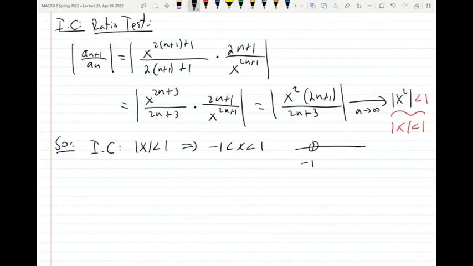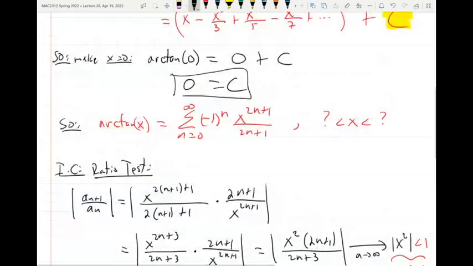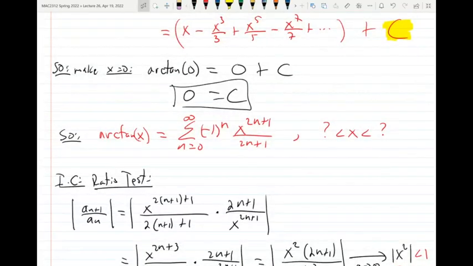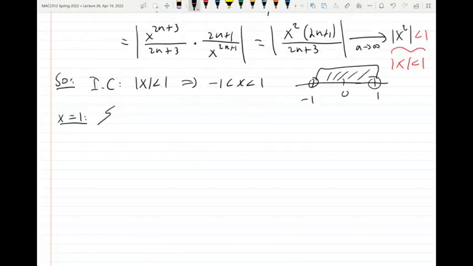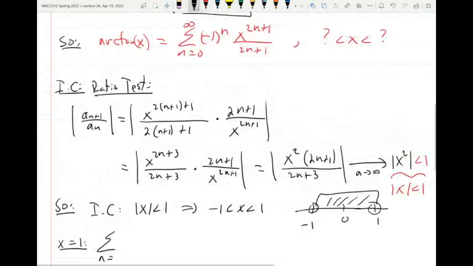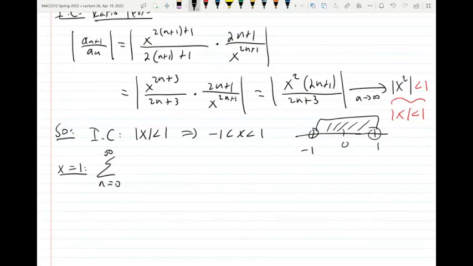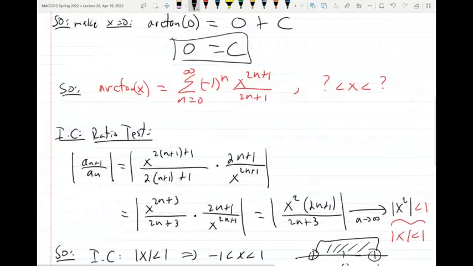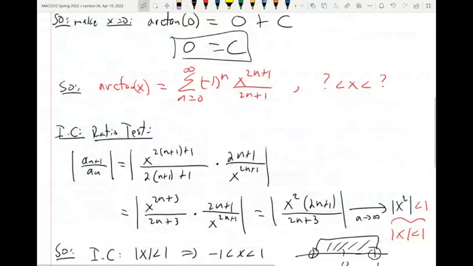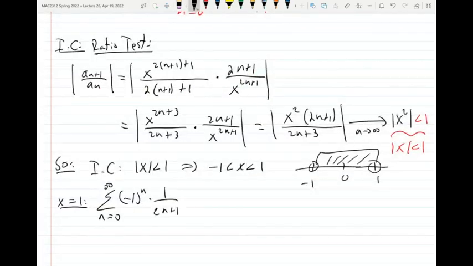Draw a picture. So let's test the endpoints. What happens when x is equal to 1? When x is equal to 1, we're going to have an alternating series, right? So we get the sum from 0 to infinity of -1 to the n times 1 over 2n+1. And this converges by the alternating series test.